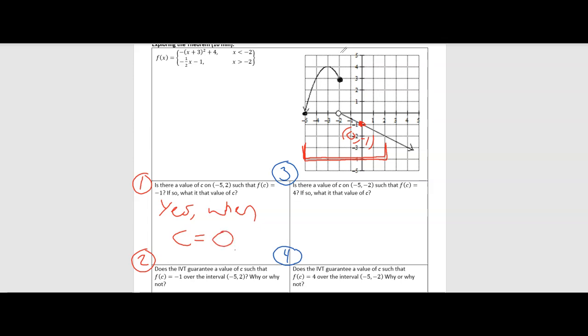Now question 2 is a little different. It says, does the IVT guarantee a value of c such that f of c is equal to -1 over the open interval -5 to 2? So we know that there is a value, right? Because we said that in number 1. We found the value. Number 2 says, does the IVT guarantee that there was a value? Now, those are 2 different things.